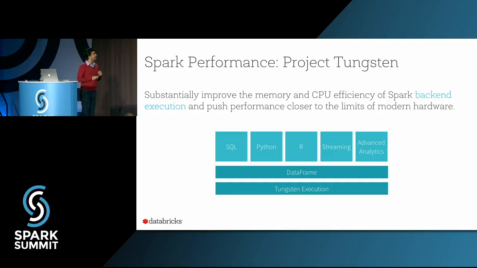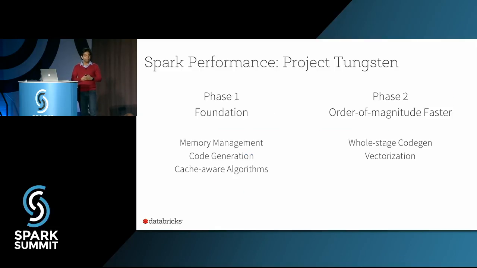So if you look at the architecture diagram, the Tungsten execution engine lies right at the bottom of the Spark stack. So any query that's written in SQL, Python, or streaming, any of the ETL queries, would basically get converted into a data frame, which in turn gets executed over the Tungsten execution engine.